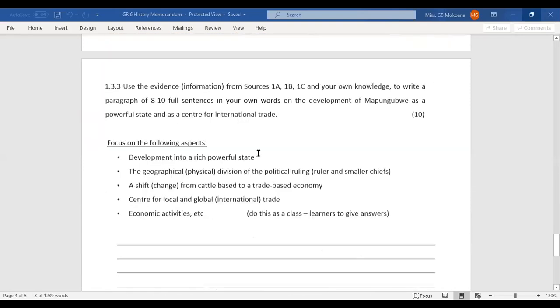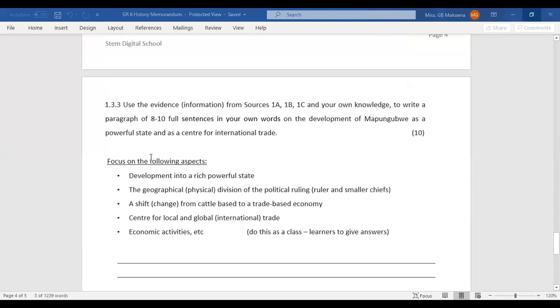Okay, the last question, let's just steal 2 minutes of the time. Use the evidence information from source 1A, source 1B, source 1C, and your own knowledge to write a paragraph of 8 to 10 full sentences in your own words on the development of Mapungubwe as a powerful state and a center of international trade.